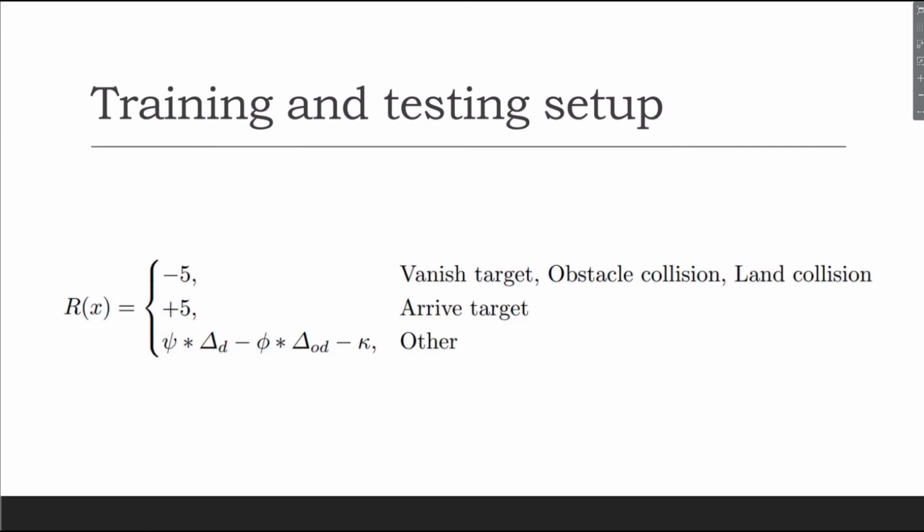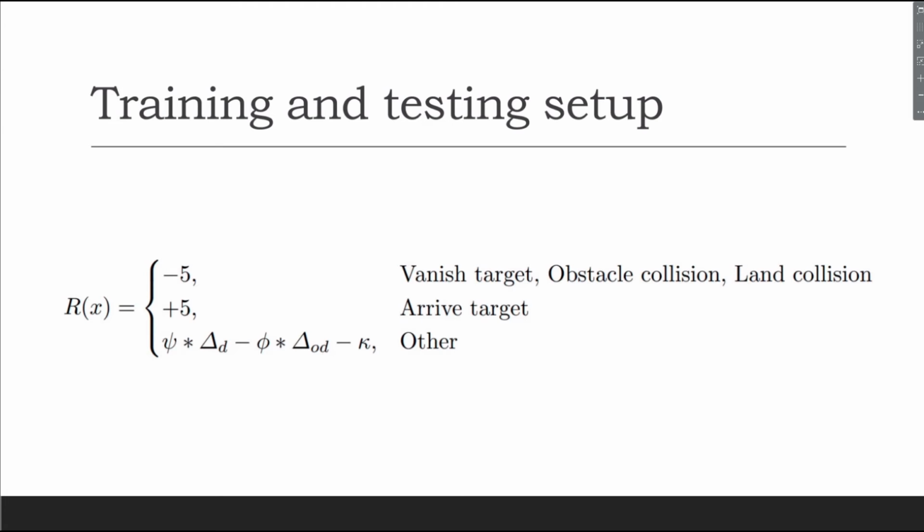Now it's time to talk about the training and testing setup. The reward function is presented in this slide. If the agent fails to reach the target, it will be punished by a negative reward. If it reaches the target, it will get a positive reward. In a normal situation, the reward depends on the distance of the agent from the target and obstacle. Delta D is the distance in geometry degree that an agent moved from the last episode.